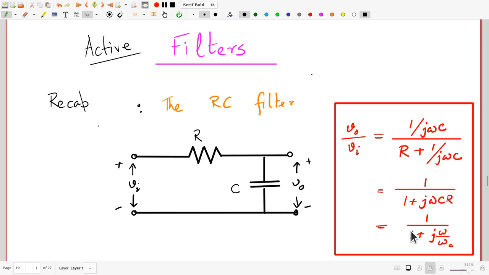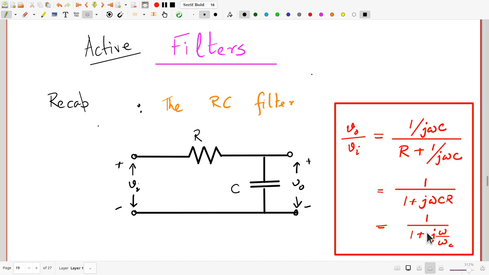And in particular, when omega is equal to omega C, this ratio becomes 1 over 1 plus j, whose magnitude is 1 by root 2, which means that at omega equal to omega C, the output voltage has an amplitude which is 1 by root 2 times the amplitude of the input voltage.